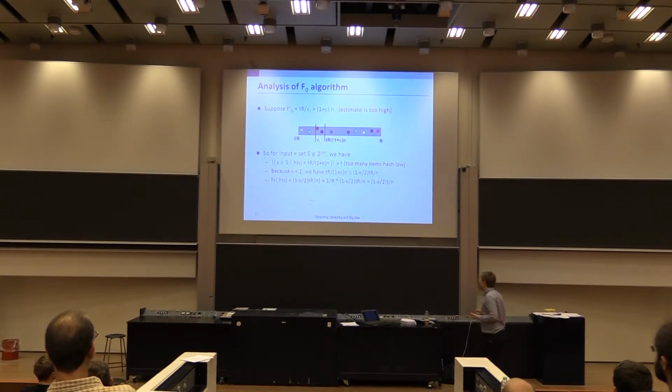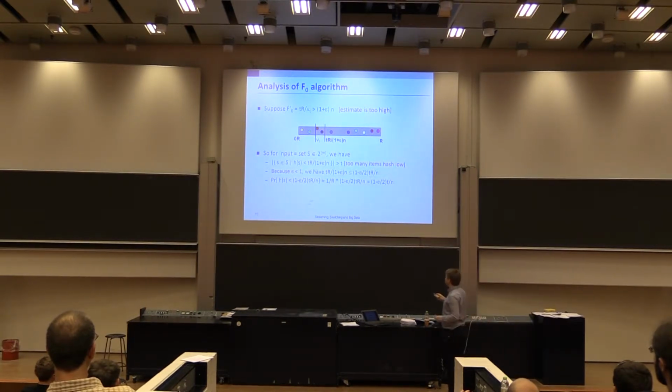The next step is to ask what's the probability that we get something hashing in this range. We have a pairwise independent hash function, so the probability that we hash into that range is just essentially the size of the range over the size of the total number of possibilities.